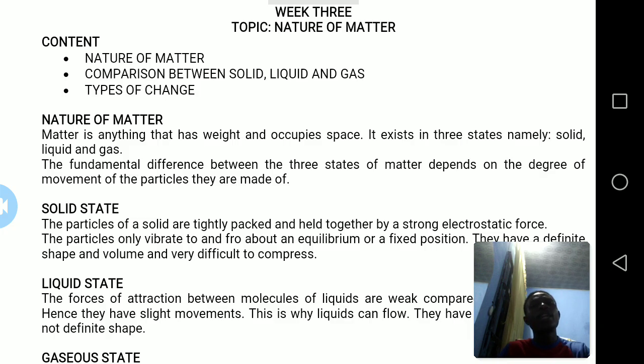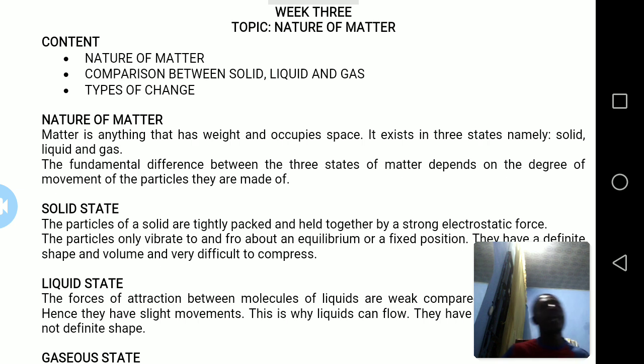Now, the fundamental difference between the three states of matter depends on the degree of movement of the particles they are made of. So what makes the solid state of matter different from the liquid state of matter is the degree of the movement of the particles that are combined to form the state of matter. I don't know if I get what I'm saying here.